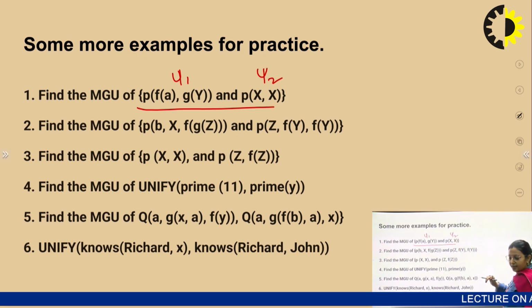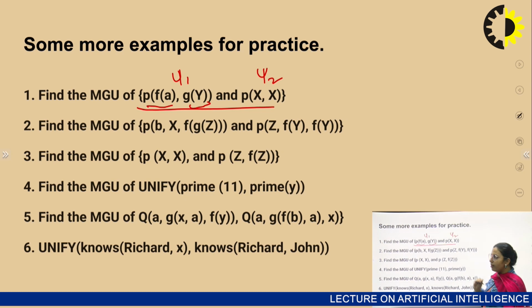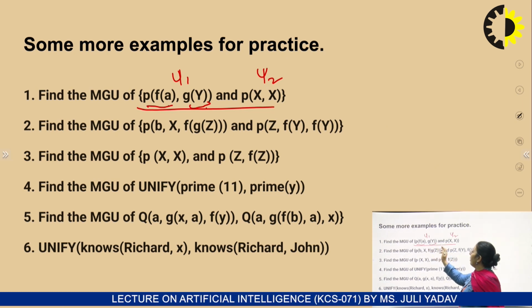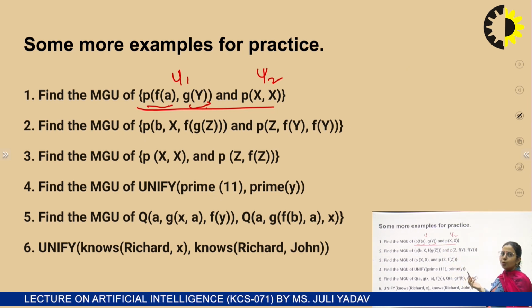The psi1 has how many parameters? 1 and 2. There are two parameters and there is no quantifier present in the expression, so no need to check the first condition. The second condition is that the number of parameters should be the same. Here the number of parameters is the same, so we go for the next condition.